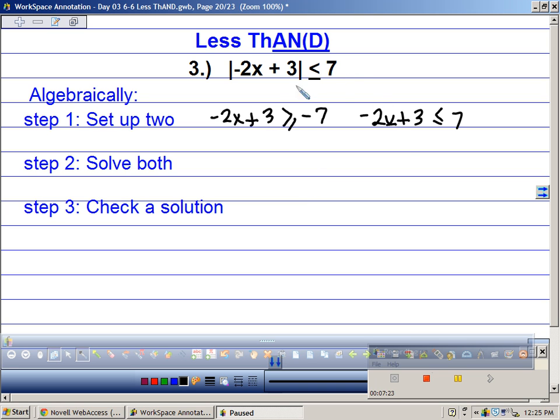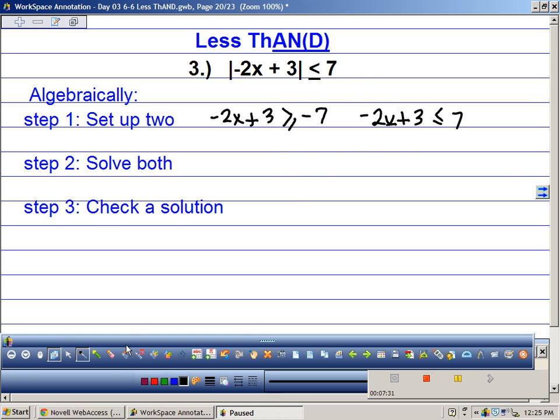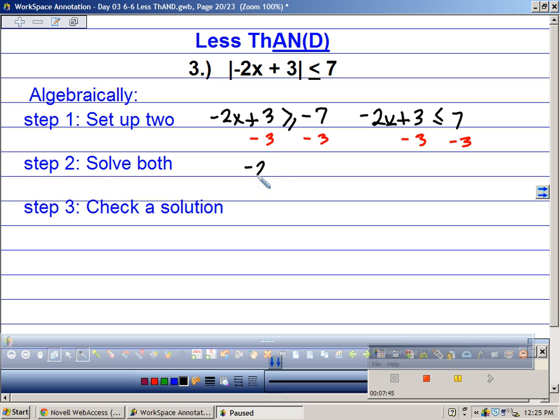So what's my first step in solving both of these inequalities? Get rid of the 3 on both inequalities. I'm left with negative 2x is greater than or equal to negative 10, and negative 2x is less than or equal to 4. You need to divide that?